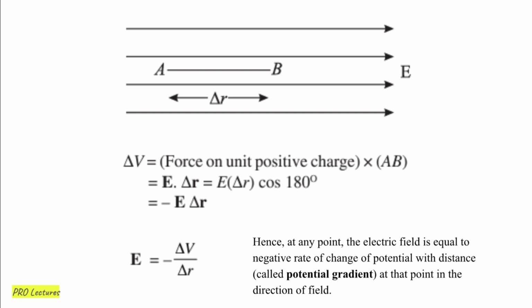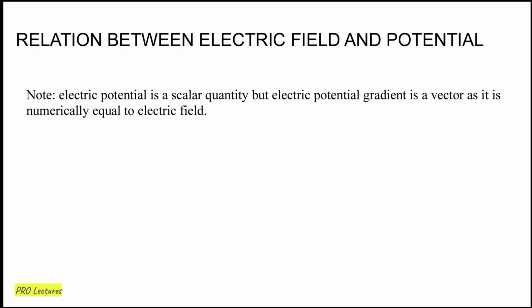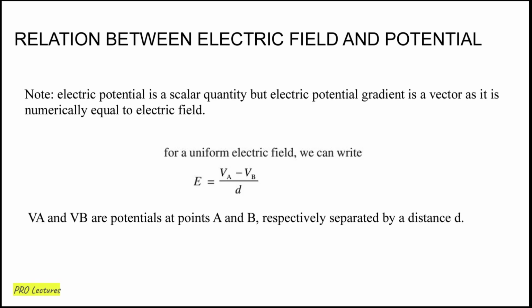This relation tells us that the electric field E is equal to the negative rate of change of potential with respect to distance at that point in the direction of electric field. It is also called potential gradient. Remember, electric potential is a scalar quantity, but potential gradient is a vector, as it is numerically equal to electric field. Now, from the above relation for a uniform electric field, we can write E is equal to VA minus VB by d, where VA and VB are the potentials at points A and B respectively, separated by distance d.